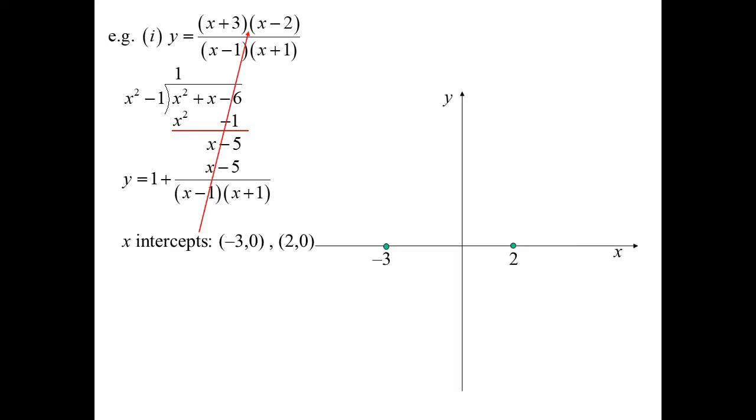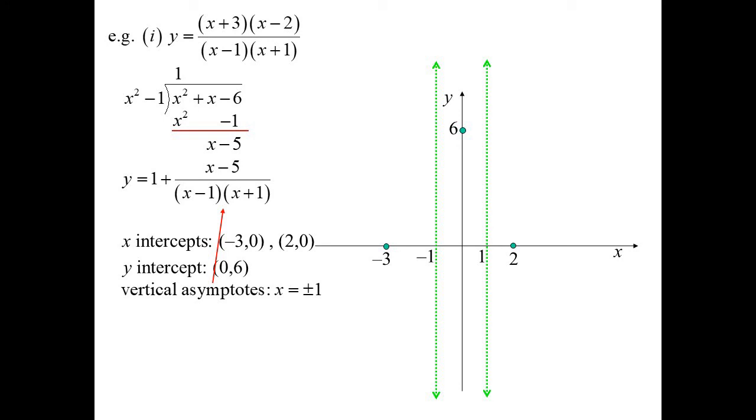So let's find the information. X-intercepts: I go back to the original one for that, because we want to know when the function equals 0. That's when the numerator equals 0. We've got minus 3 and 2. Plot those. Okay, the y-intercept, that's always easy to find. Substitute in x equals 0, and I get 6. Vertical asymptotes: the bottom of the fraction can't equal 0. So plus or minus 1, we've got vertical asymptotes. Let's dot those in. We know we have a horizontal one at 1. Let's draw that one in.